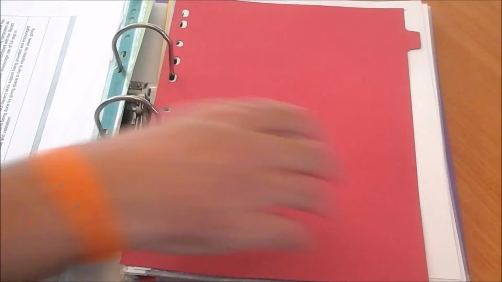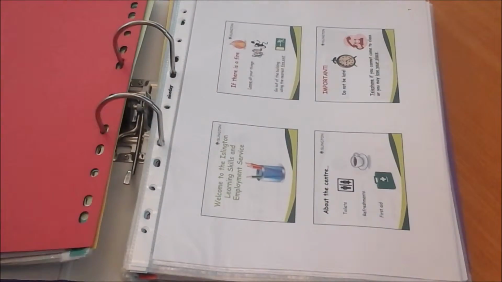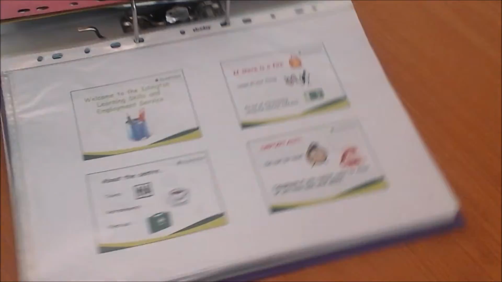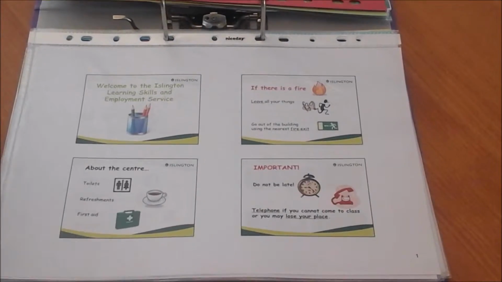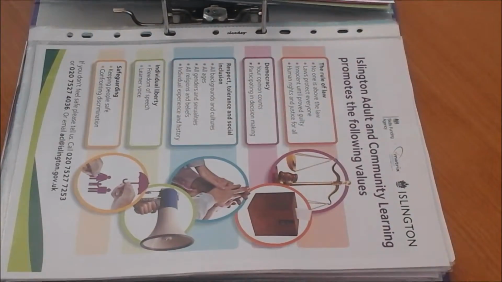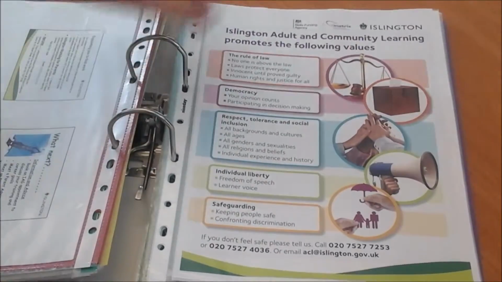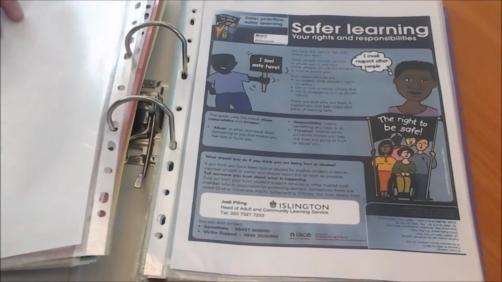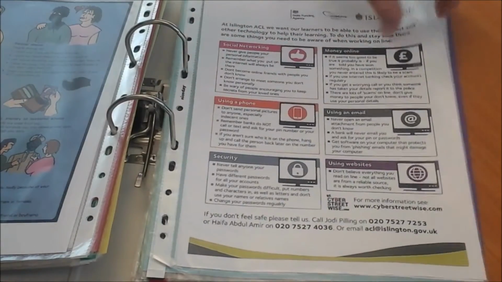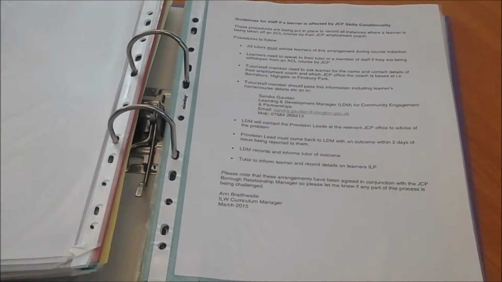Evidence of induction should include a printout of the induction PowerPoint, along with copies of the values, safeguarding and ICT usage posters. We've also included guidelines for staff to follow if a learner is affected by JCP skills conditionality.